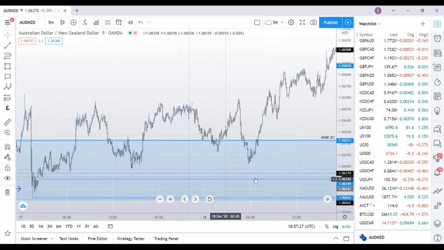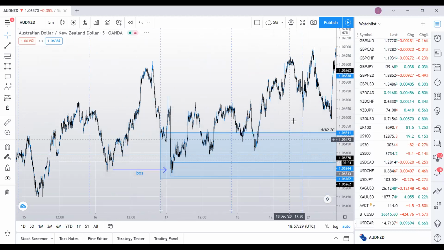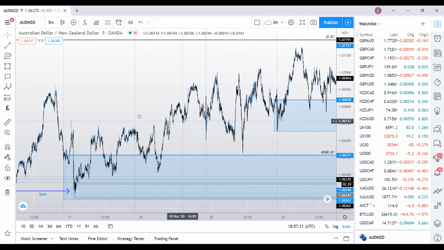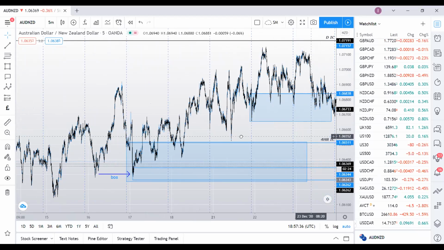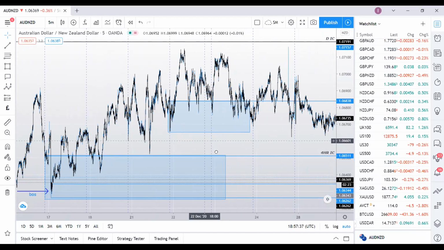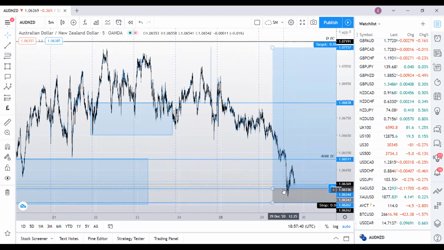Can you see that? Just for everyone that might not know what mitigated means, that's when price has tapped into it. So there's no wick along that line, nothing going into it. This is only, obviously, for your entry point.